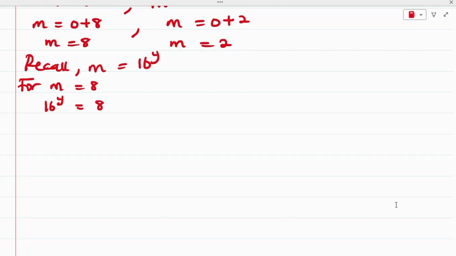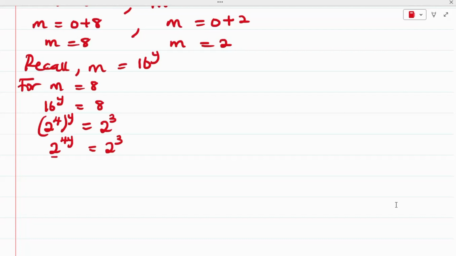16 and 8 can be expressed in terms of 2. 16 in terms of 2 can be expressed as 2 raised to the power of 4, raised to the power of y, is equal to 8, which can be expressed in terms of 2 as 2 raised to the power of 3. So from here we have 2 raised to the power of 4 multiplied by y, which is 4y, equal to 2 raised to the power of 3.